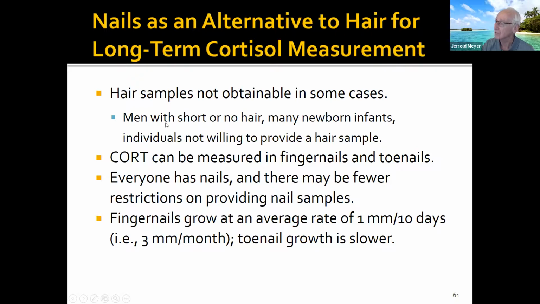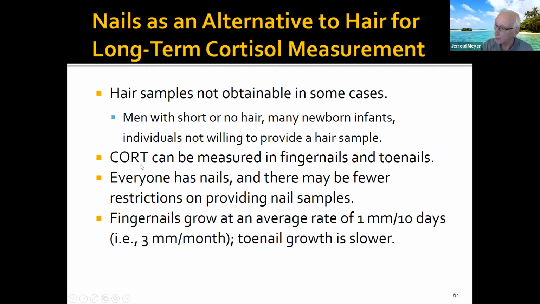Nails. So very quickly, nails are becoming, it's still relatively early in the field, sort of like where we were just a couple of years into the hair cortisol field. Nails are a potential alternative. And reasons for this: sometimes you can't get a hair sample. Newborn infants, many don't have hair. Men can pose a problem. Either they shave their head, or they're bald, or their hair is very short, so you can't get 2 or 3 centimeters if that's what you want.